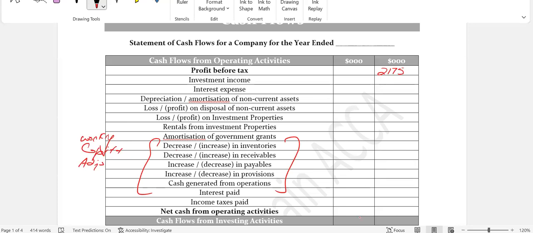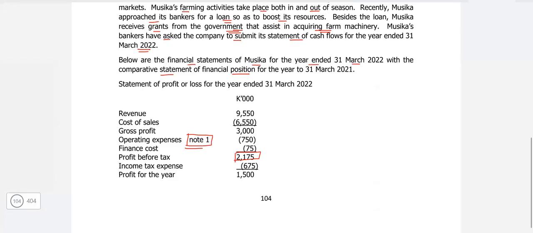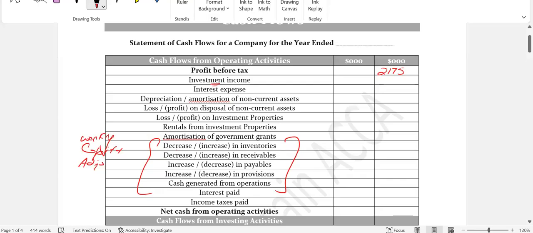So we have not seen any investment income within the question, but yes, we do have the interest expense. How much is it? Interest expense is clearly mentioned, which is the finance cost, 75. We need to add it back because interest expense is deducted on the accrual basis. We need the interest paid, which is the actual interest.